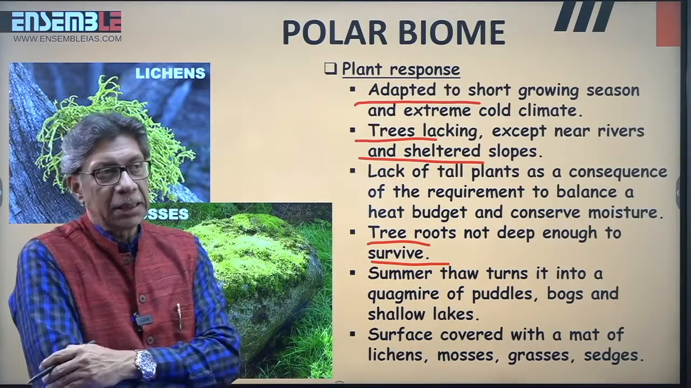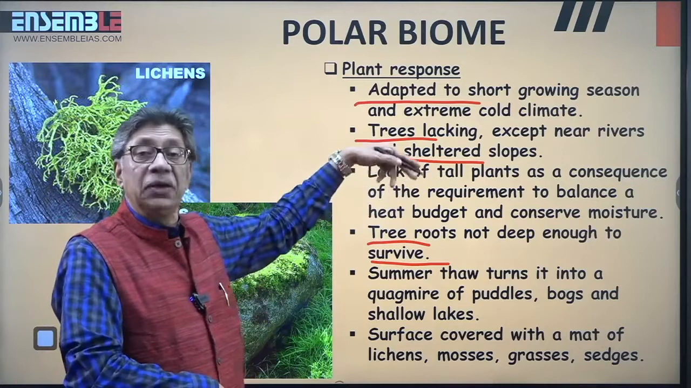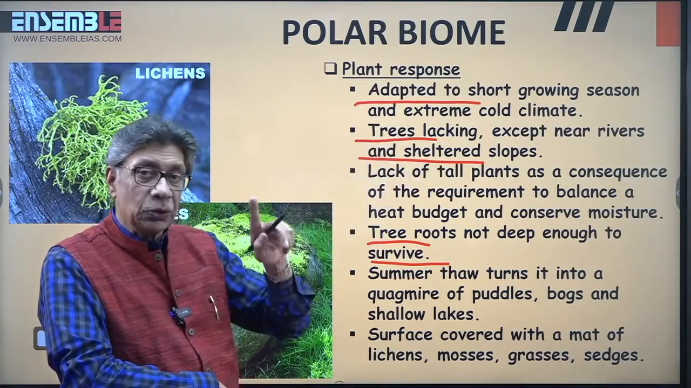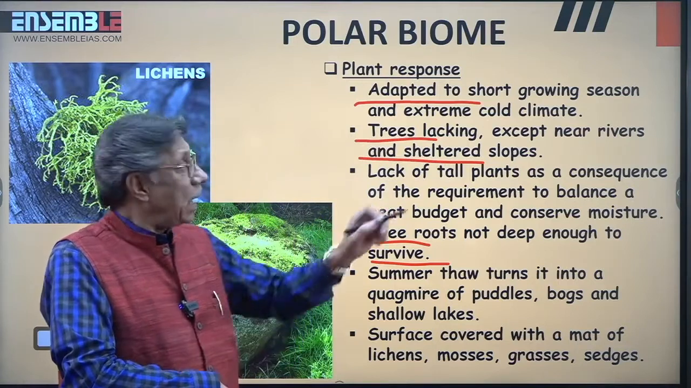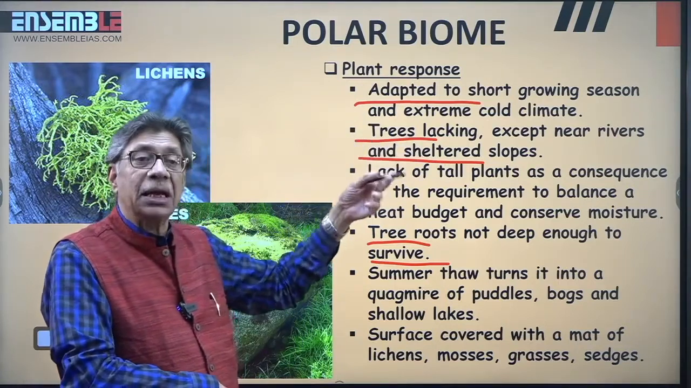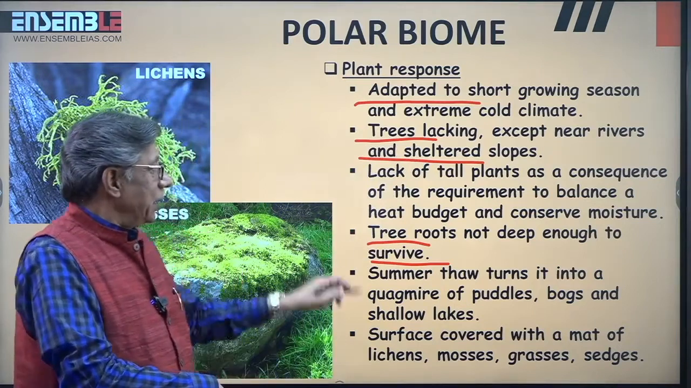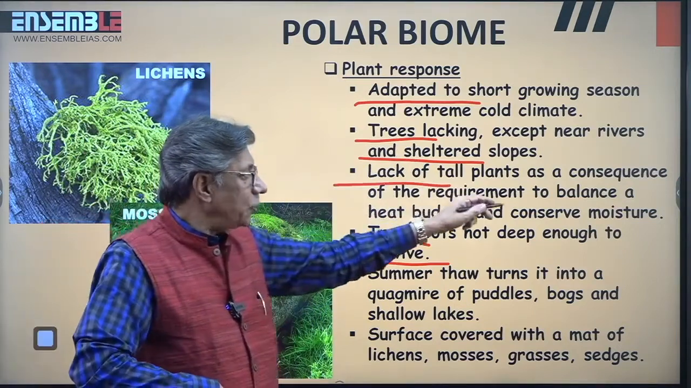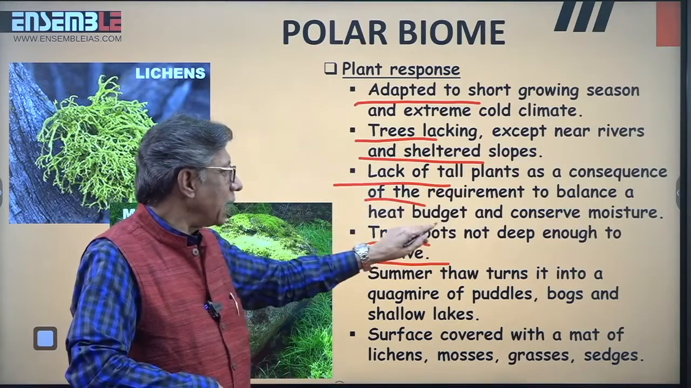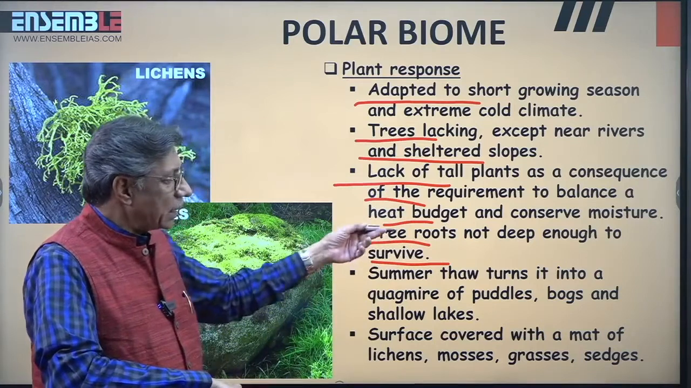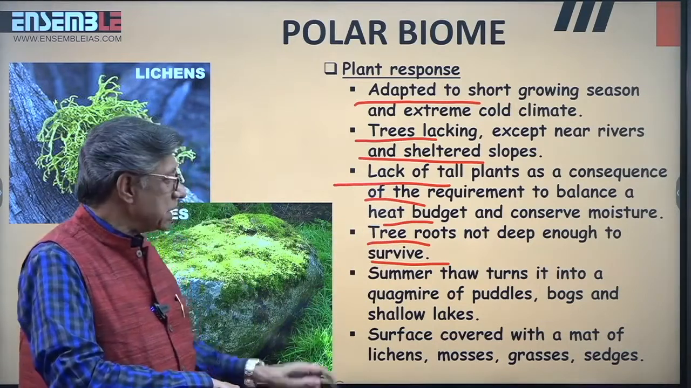So is it that the trees evade drought, or is it that they endure drought? That is going to be another point. They are adapted, which means they are able to endure that type of drought. So the lack of tall plants is a consequence of the requirement of a balance of heat budget and to conserve moisture. Of course, this is what we talked about. And tree roots are not deep enough in this case.